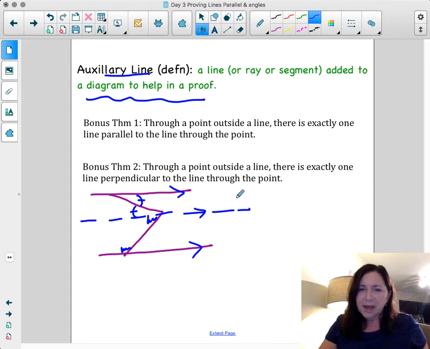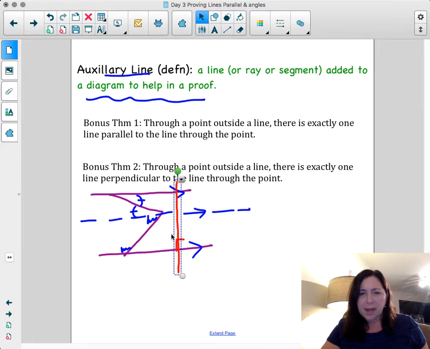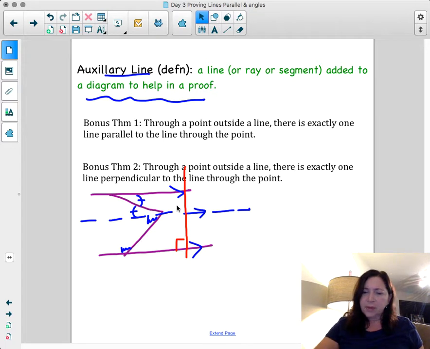In addition to that, I could also draw in an auxiliary line that's, let's say, perpendicular. The benefit of that would be that I could take this perpendicular line and I can move it. And maybe that would be nice right here or right here. So if it's perpendicular, it also is very helpful. Okay, so that's an auxiliary line. Again, it's just a line that you draw into your diagram to help you prove it.